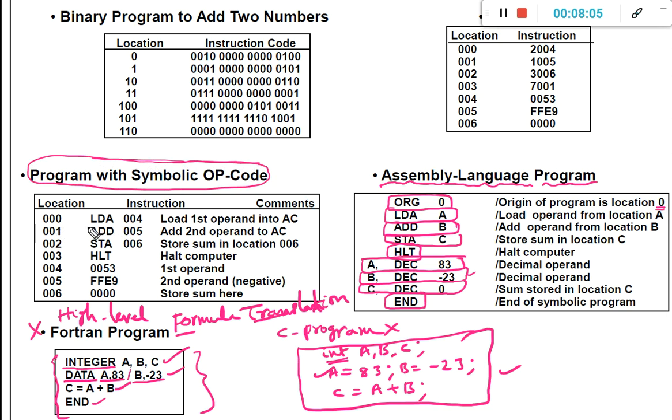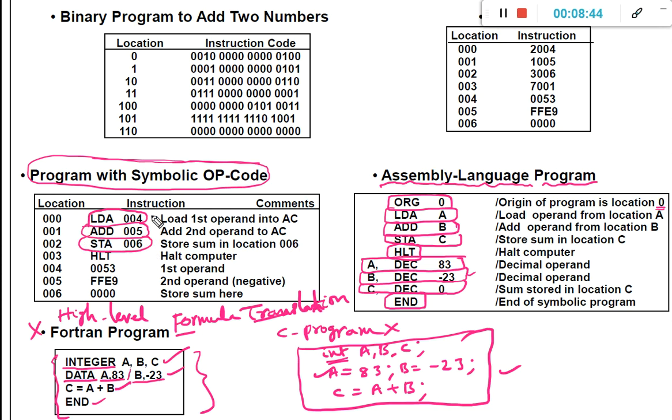000 LOAD 004. What does it mean? Load the first operand into accumulator register. Next, ADD 005. What does it represent? Add second operand to accumulator register. Now the result is in accumulator register. Next, STORE 006. Store sum in location 006.